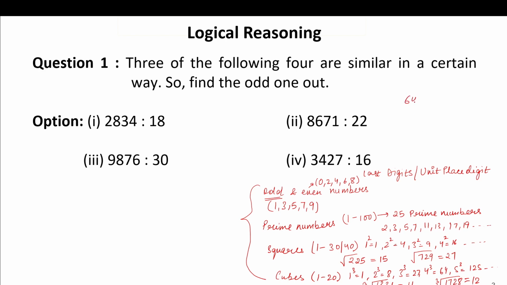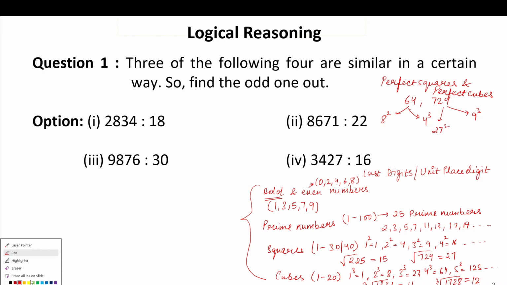Now there are two numbers, 64 and 729, which are both perfect squares and perfect cubes. What do you mean by that? 64 is the square of 8 as well as the cube of 4. Similarly, 729 is the square of 27 as well as the cube of 9. So these two numbers are both perfect squares and perfect cubes. This much information is required to solve questions on logical reasoning.